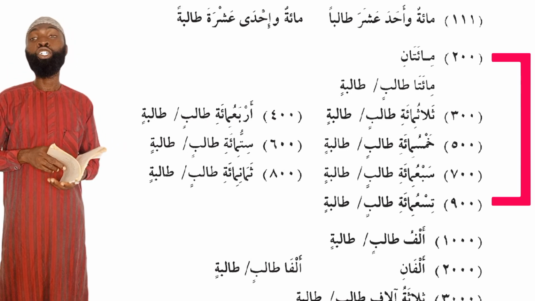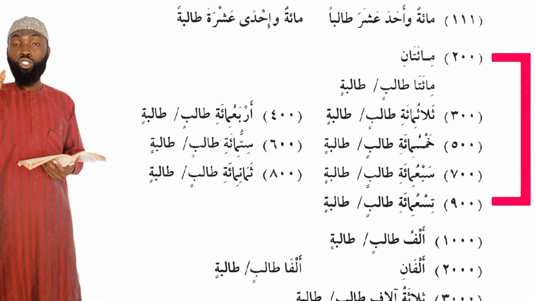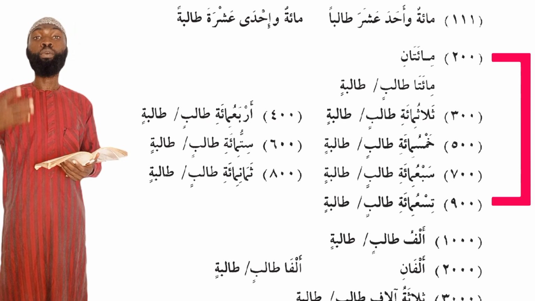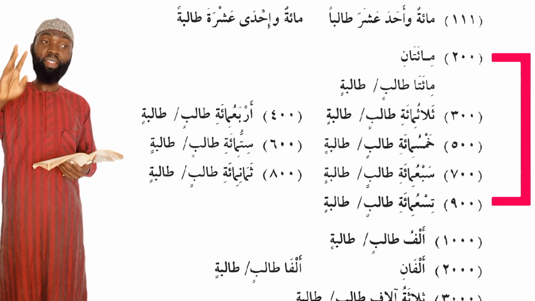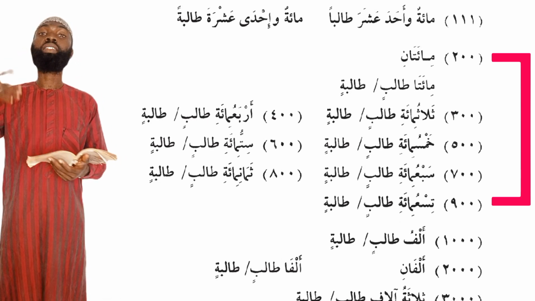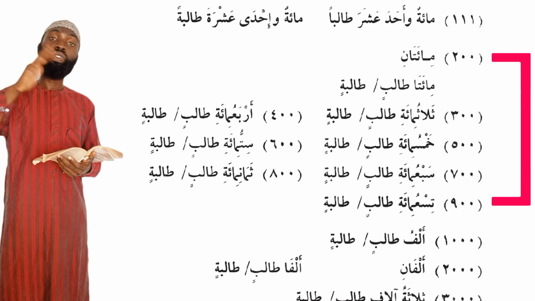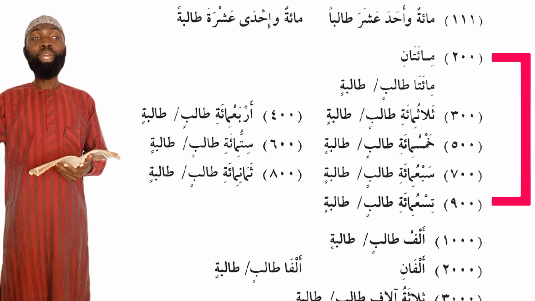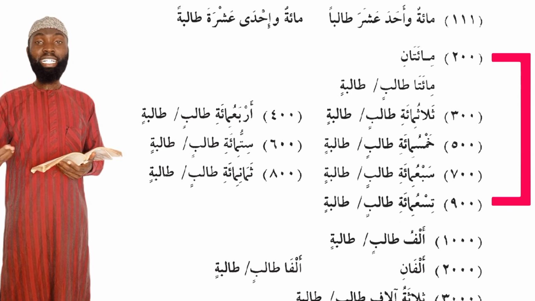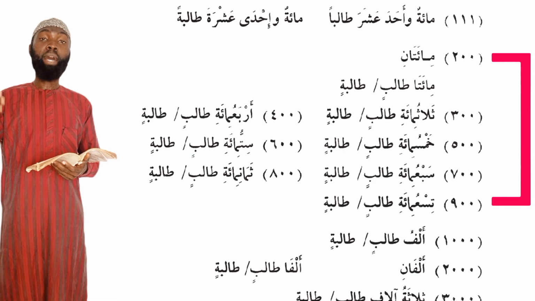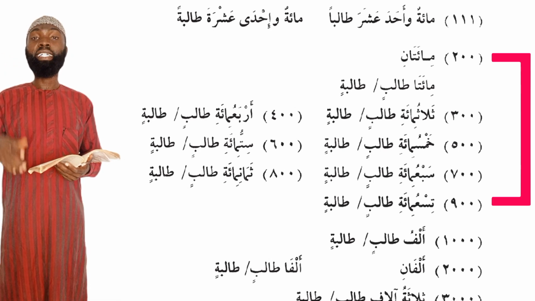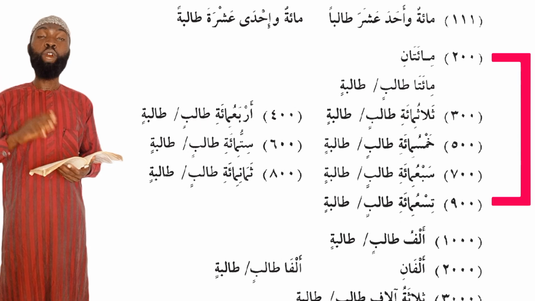Then let's count from 300 to 900. The first number, the single number, will always be coming in the masculine form, which is thalathu mi'ati. That is 300, thalathu mi'ati. So any of the two, whether you use the masculine word or feminine, it will be thalathu mi'ati talibin or thalathu mi'ati talibatin. Arba'u mi'ati 400, khamsu mi'ati 500, sittu mi'ati 600, sab'u mi'ati 700, thamani mi'ati 800, then tis'u mi'ati, that is 900.